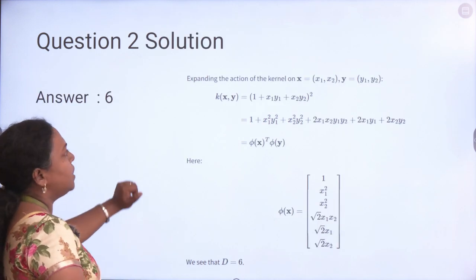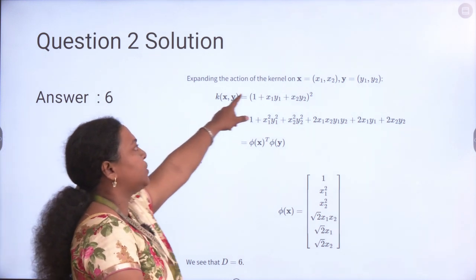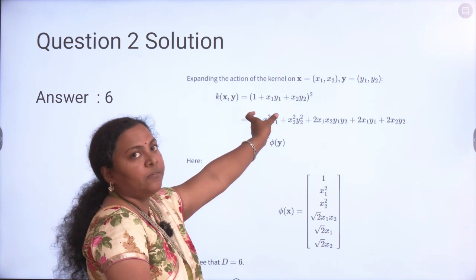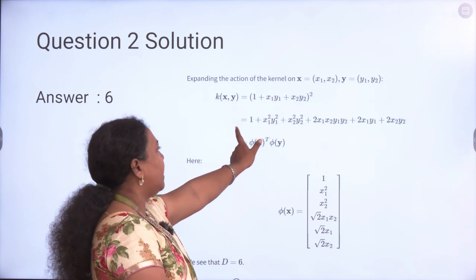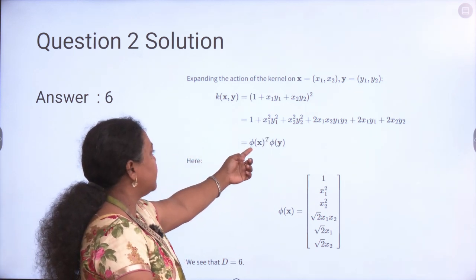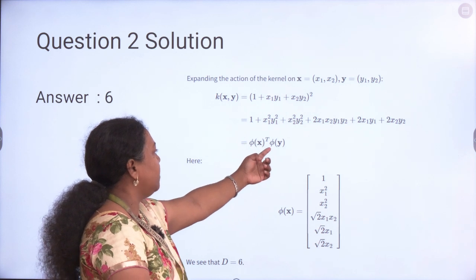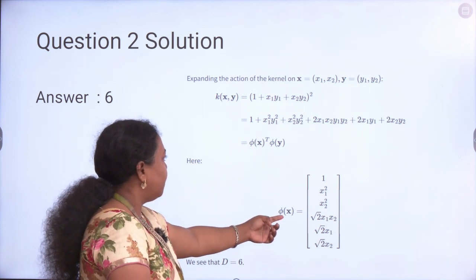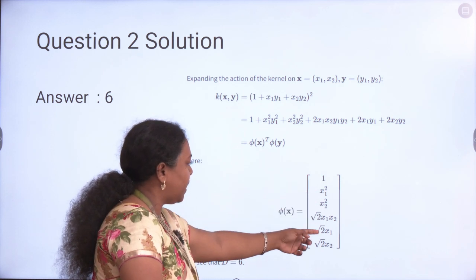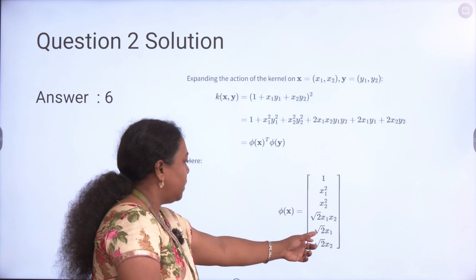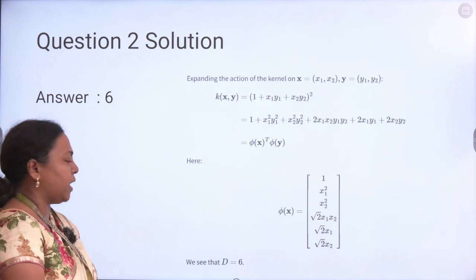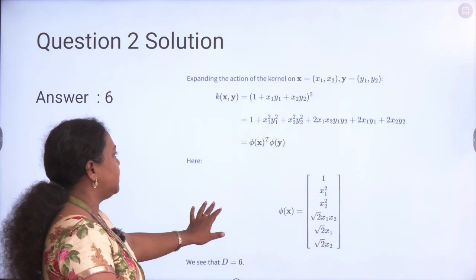So the answer is 6. How do we get this? We expand the kernel k(x, y) into its expanded form, and that gives us phi(x)^T phi(y). Here phi(x) is nothing but (1, x1 squared, x2 squared, root 2 x1 x2, root 2 x1, root 2 x2). So when we count this, we get the dimension, which is 6.